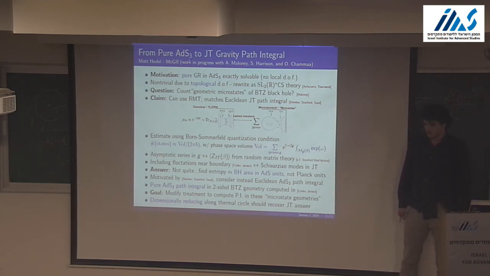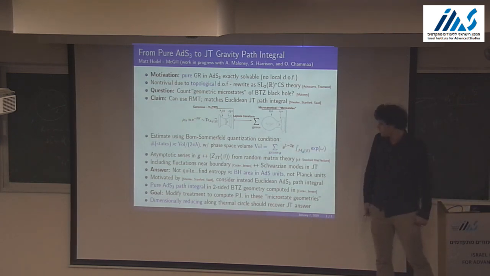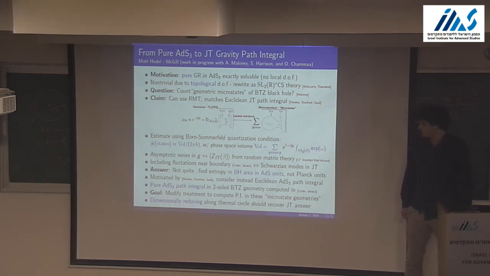And here the cartoon says that the microstates are described by gluing Riemann surfaces of arbitrary genus, compact Riemann surfaces of arbitrary genus, behind the BTZ horizon. So you can estimate this number of states using the Bohr-Sommerfeld quantization rule as simply the volume of phase space divided by 2 pi h bar. That's h, or the original Planck's constant. So the phase space volume is calculated by this formula.